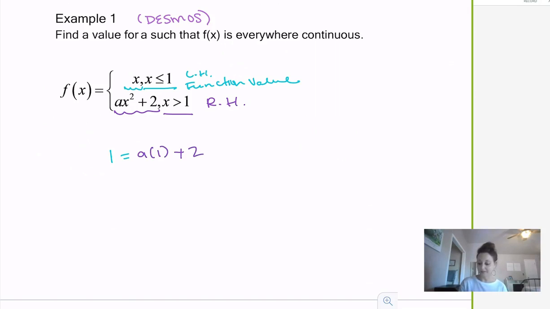Let's subtract 2 from both sides, so I get negative 1 equals a. Is that what you got from DESWS? So hopefully so. When I want to make a function continuous, I simply set both pieces together at whatever x value I have that break, and then I solve for whatever letter we're looking for, in this case, a.